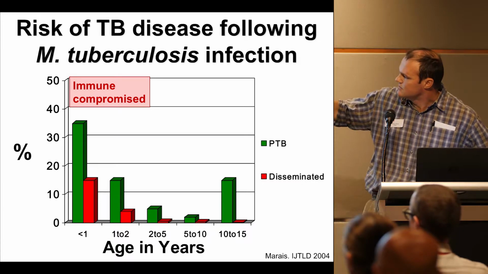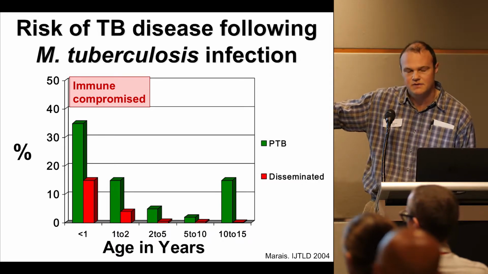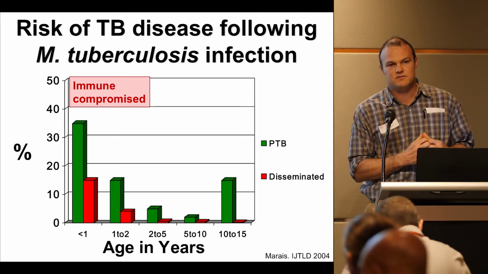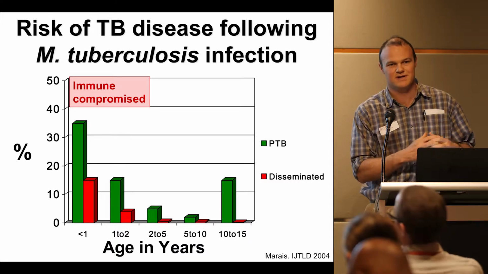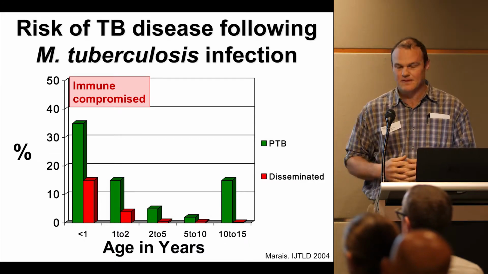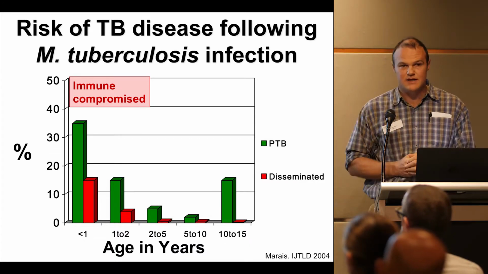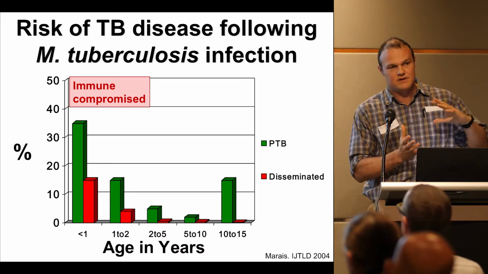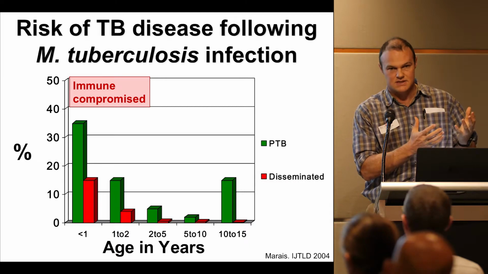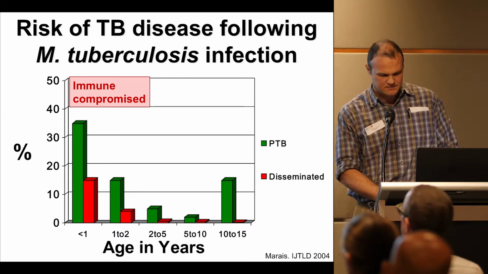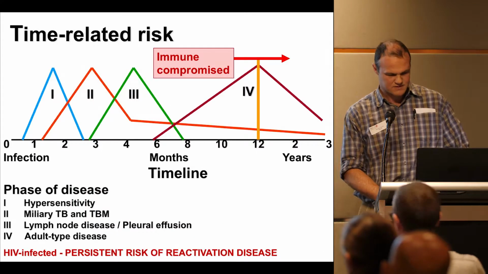As children move into the primary school years, 5 to 10, in those old studies referred to as the safe years of primary school, your risk of disease progression is lowest. And then as children move into adolescence, suddenly their risk increases again, but now they have a phenotypic switch towards adult-type disease. They no longer have the typical pediatric forms of disease.